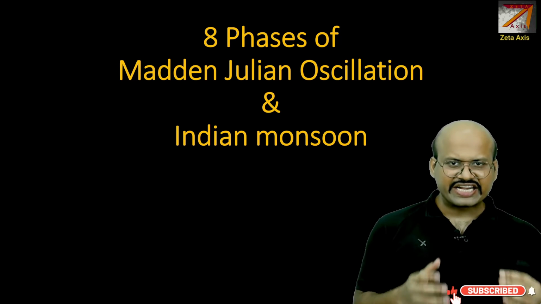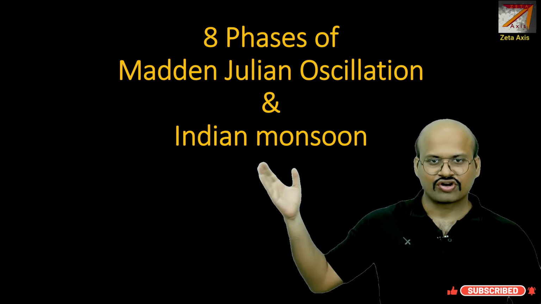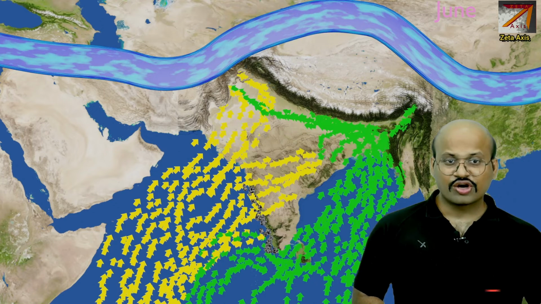Now let's see the 8 phases of MJO and its effect on the Indian monsoon. Before seeing the 8 distinct phases of MJO, let's first see the 2 important branches of winds which bring rainfall to our Indian subcontinent. The one in the yellow is called the Arabian Sea branch, and we can see that it comes from the Arabian Sea and it brings rainfall to the regions where it flows, and we can see all this Arabian Sea branch current in the yellow color. The second is the Bay of Bengal current, and we can see the regions where this Bay of Bengal current brings rainfall.